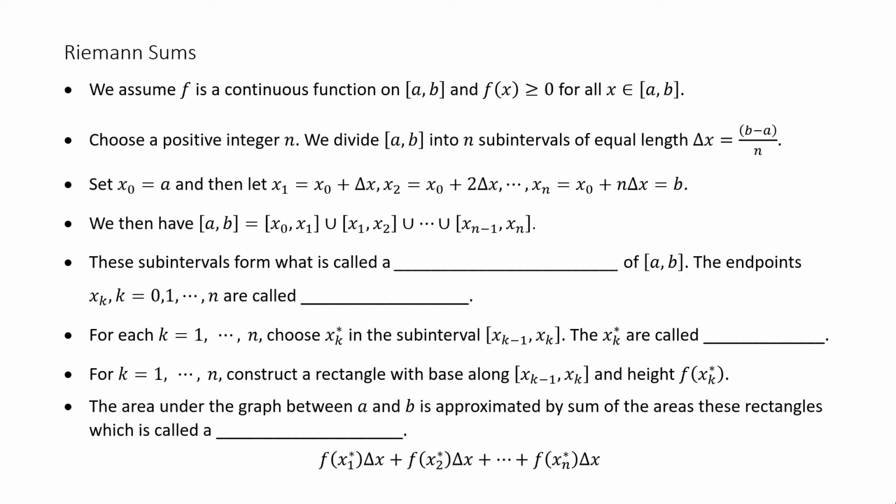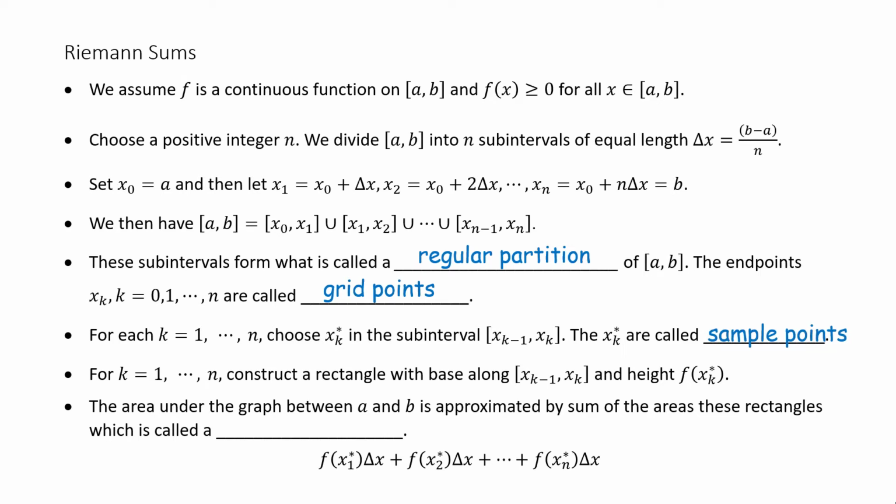These sub-intervals form what is called a regular partition of the closed interval from a to b. The endpoints x sub k for k equals 0, 1 to n are called grid points. For each k equal to 1 all the way to n, choose x sub k asterisk in the closed subinterval x sub k minus 1 to x sub k. The x sub k asterisk are called sample points.